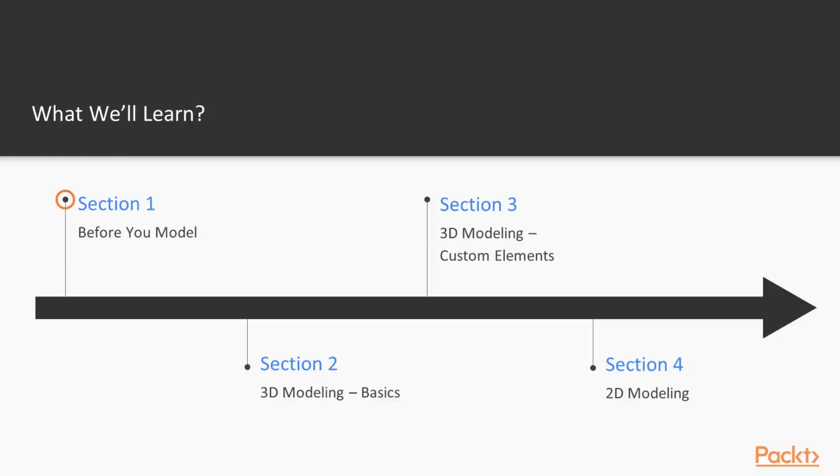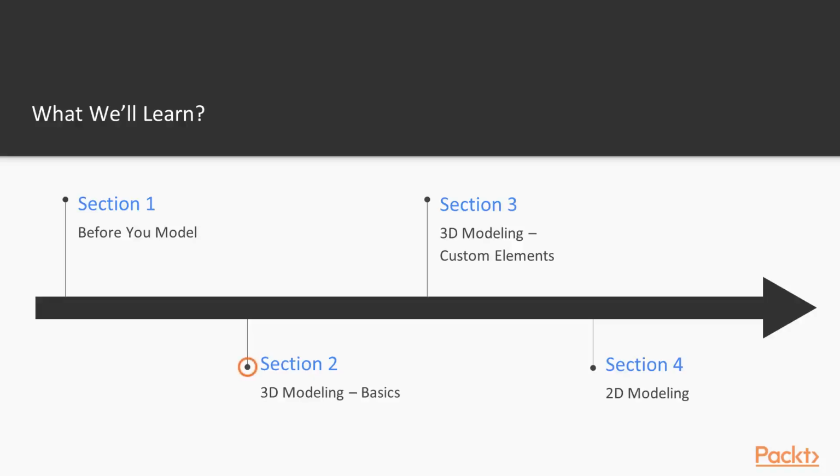The first section is before you model. So before we even get into creating anything in our three-dimensional model, going over the user interface, how to avoid pitfalls later on down the road, just by setting your project up correctly and choosing the correct template. In section 2, we'll be getting into the 3D modeling basics. So your basic building components, be that walls, windows, doors, roofs, floors, and ceilings.